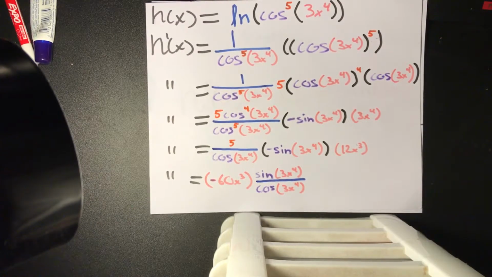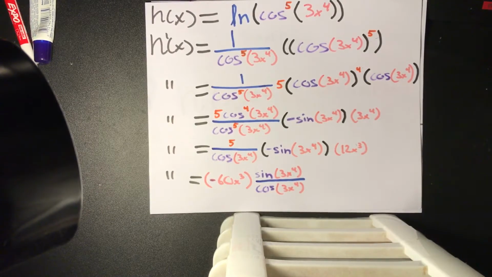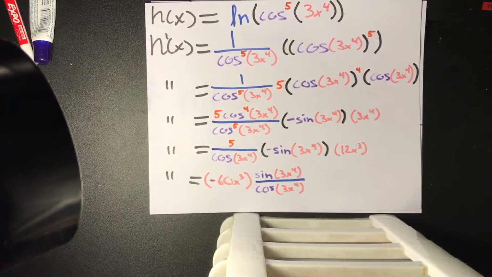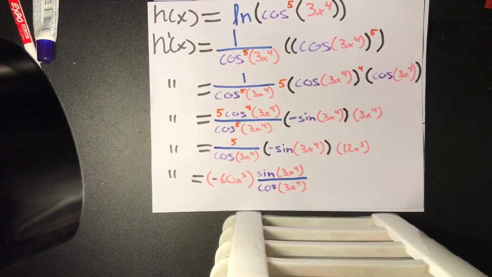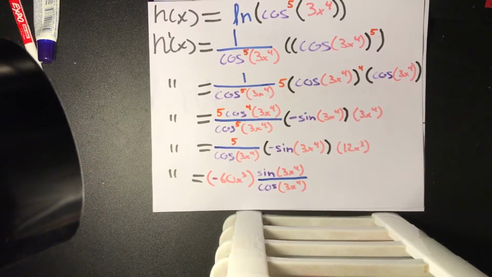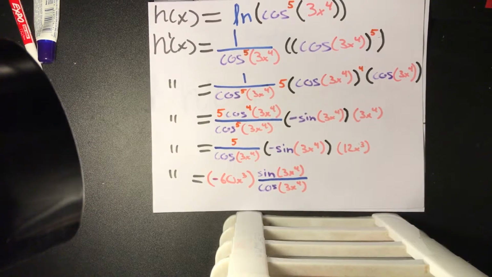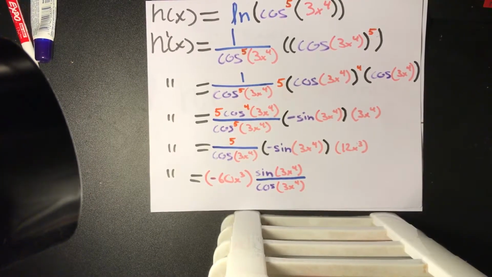while multiplying by negative sine of 3x to the fourth, times 3x to the fourth. And we have negative sine because we found the derivative of cosine. Then we would simplify again to have 5 over cosine of 3x to the fourth, because the cosine of 3x to the fourth cancels out. Then we would keep negative sine of 3x to the fourth and find the derivative of 3x to the fourth, which would be 12x to the third.